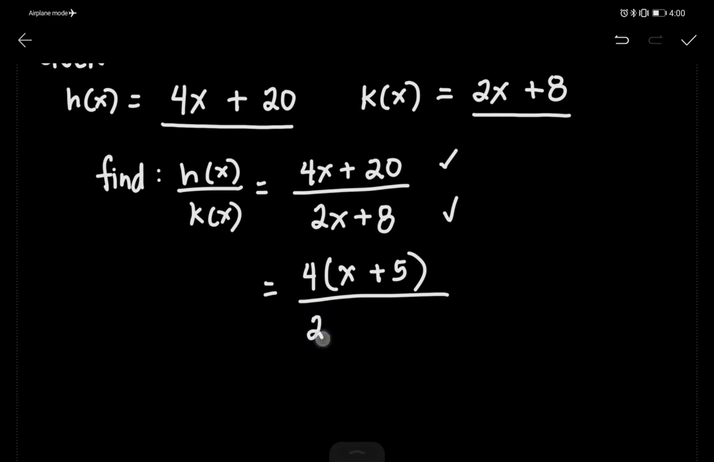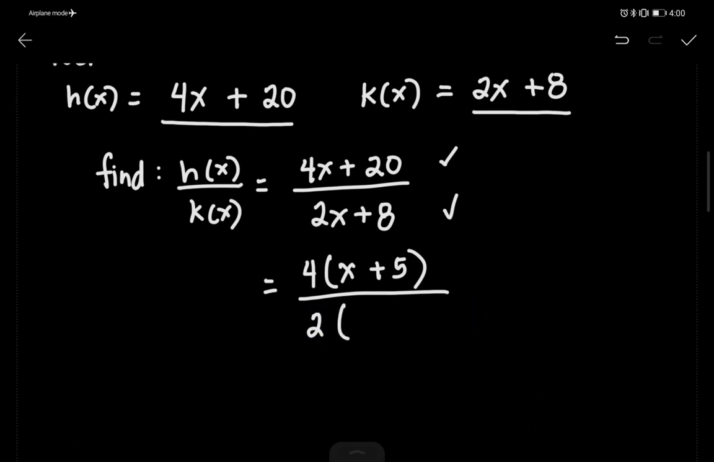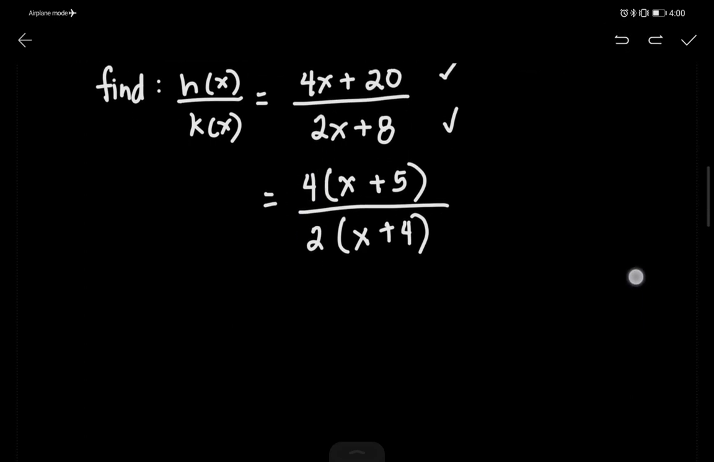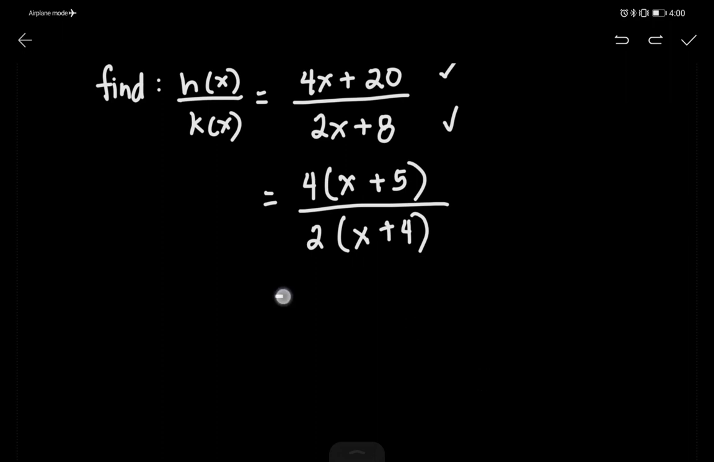So this is equivalent to 2x divided by 2. So we know this is equal to x. Then 8 divided by 2, so we know this is equal to positive 4. So in this case, we have here a common factor which is 4 and 2. So this time we can divide these two. We know 4 divided by 2 is equal to 2. Then we have here x plus 5 all over x plus 4.